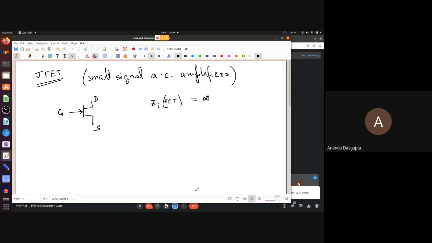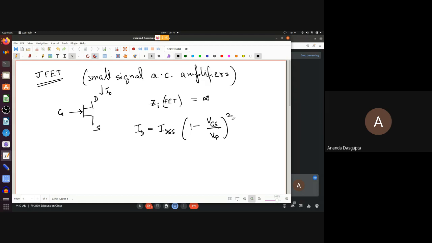Now, what about the output? On the output side, we have this relation for ID. Remember, this is the total current in the drain. So that's not the signal. This is actually the DC value plus the signal. That's given, at least approximately, by this very famous formula that we have been seeing so far.